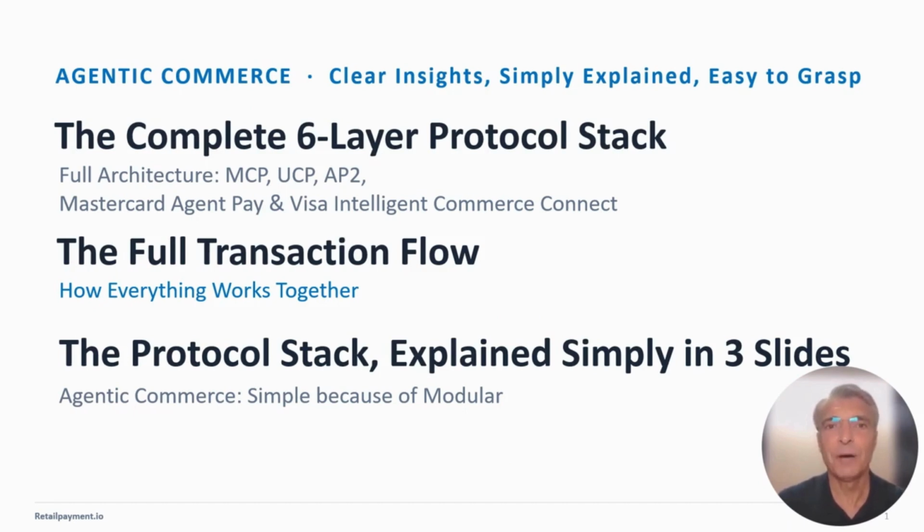My presentation about agentic commerce is summed up in the headline: clear insights, simply explained, easy to grasp. Agentic commerce looks complicated, and it is made complicated by some companies, but it is actually simple because it is modular. Every job is handled by its own dedicated layer. I broke it down to only 6 layers. You will find explanations with many more layers and some with even fewer layers. And the layers snap together cleanly.